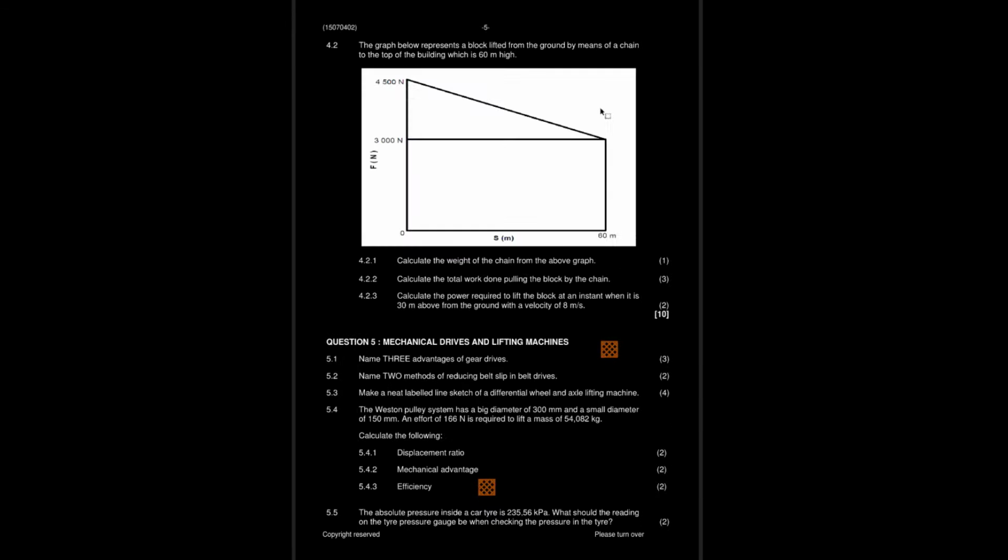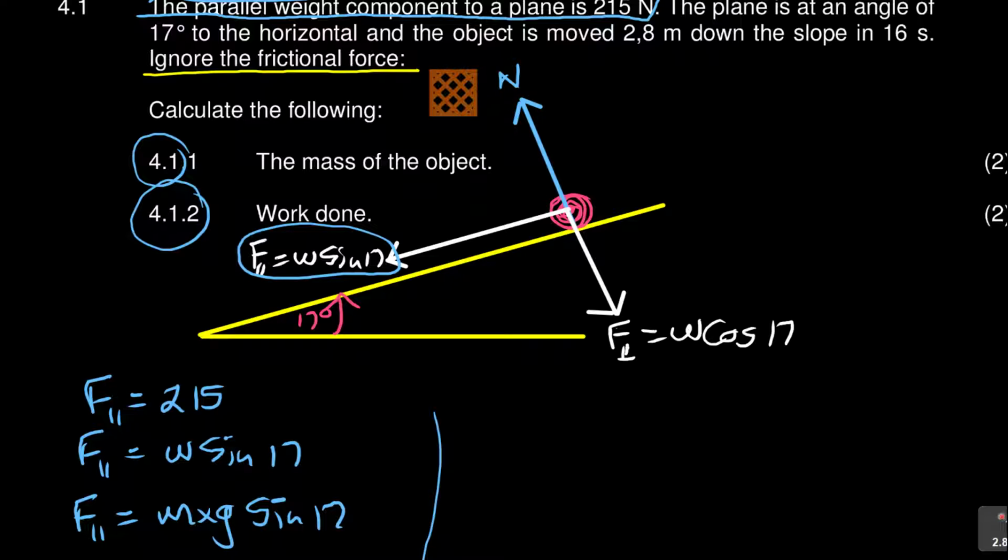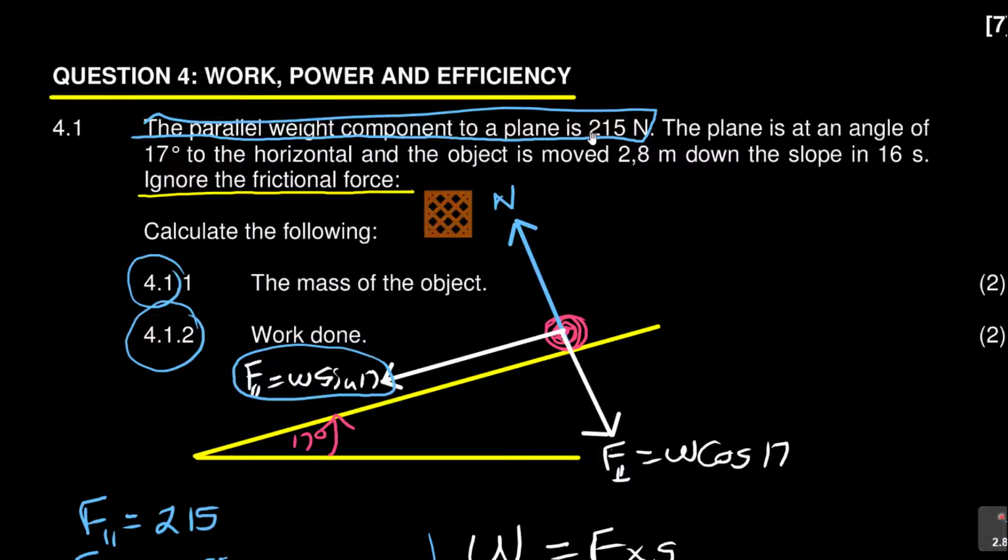So you come here and say, work is equal to force times distance. Now they say the work done, they are saying the parallel weight component. The plane is at an angle of 17 degrees to the horizontal, and the object is moved 2,8 meters down the slope in 16 seconds. Meaning, let's say it starts here, it will move down, and then let's say it stopped there. So the distance that was moved is 2,8 meters. It was going down. Are you seeing that? So that distance.